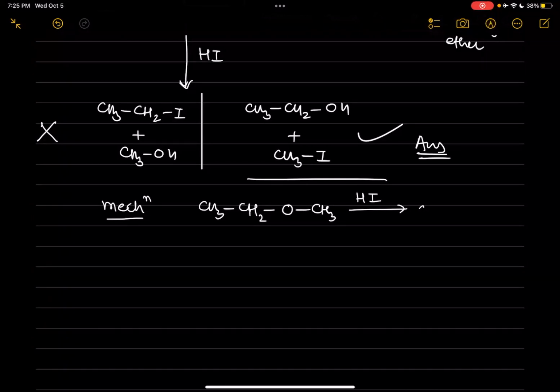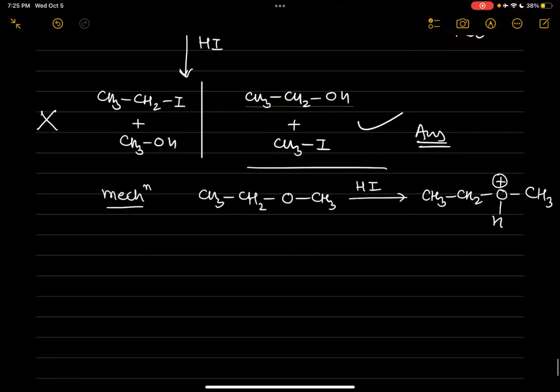So first of all, in this case you need to know the mechanism, then only you can answer it. This is given in NCERT also. So CH3CH2OCH3, first of all I'm going to put H without thinking anything else. First I will protonate the oxygen, and in this there is no problem. I don't have to break the carbon bond.